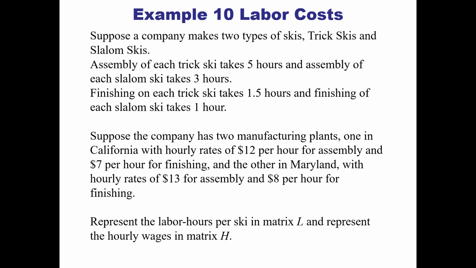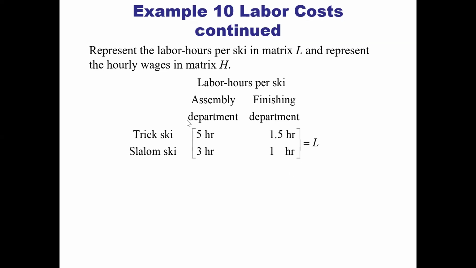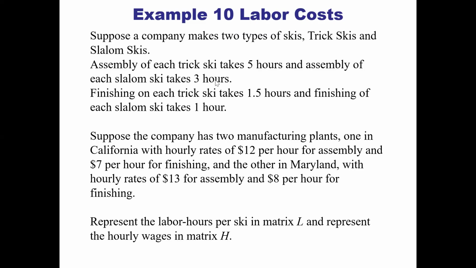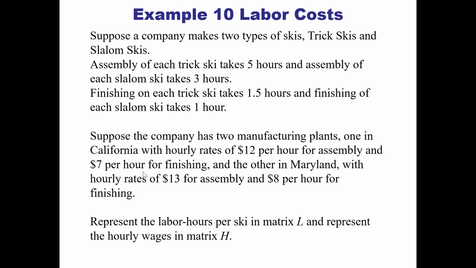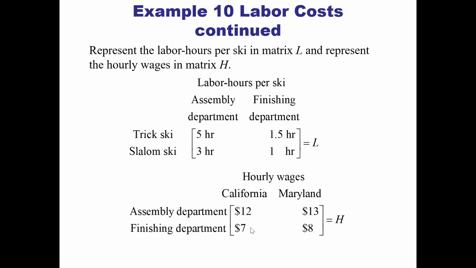Now we're supposed to represent the labor hours per ski in matrix L and represent the hourly wages in matrix H. All right, so the hours are going to be up here, the wages are here. So hours, well, assembly is going to be 5 and 3. Finishing is going to be 1.5 and 1. Again, that's 5 and 3, 1.5 and 1. So the one row is going to be slalom, the other row is trick, and that's what we have here. Now, matrix for this one is going to be 12 and 7 and 13 and 8. And so that's what we see here for our matrix H.